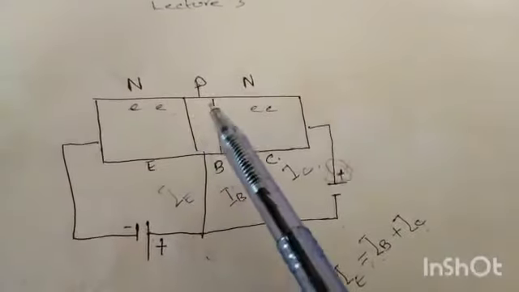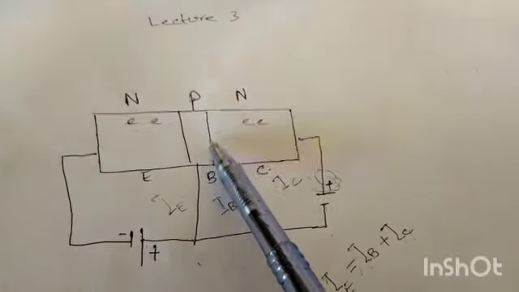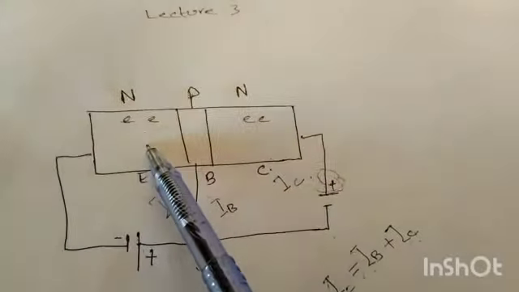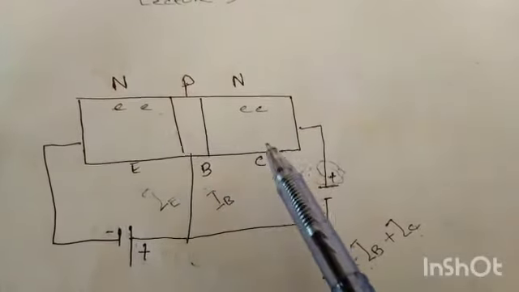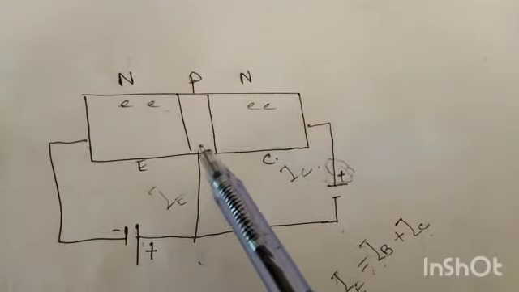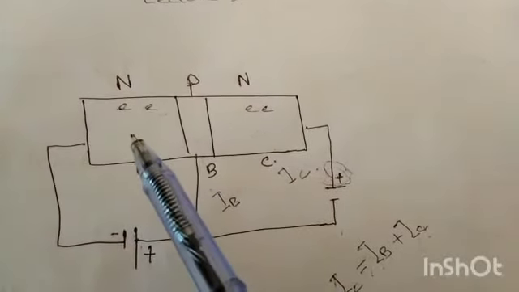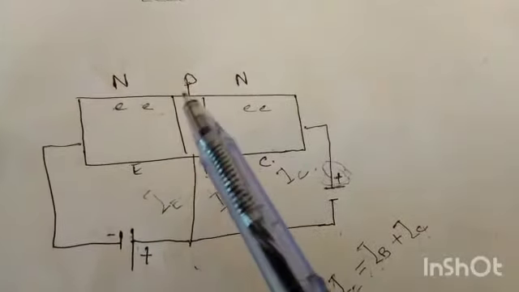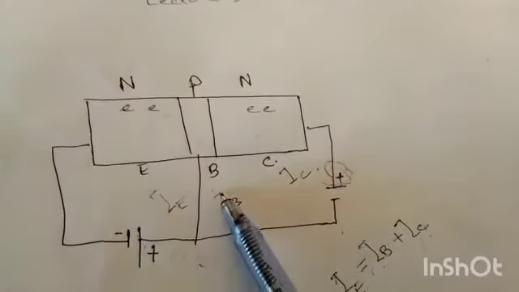And when current is just because of the majority charge carriers, in case of P the majority charge carriers are holes, and in case of N the majority charge carriers are electrons. So when only majority charge carriers take part in current, then we say that this transistor is a unipolar transistor. But we only discuss the bipolar transistor in which both electrons as well as holes take part in current. This is all about the introduction to the transistor.